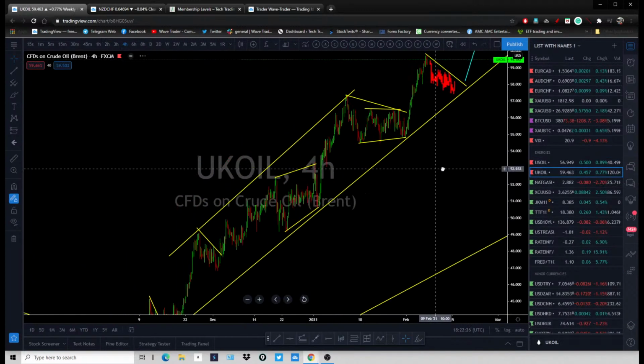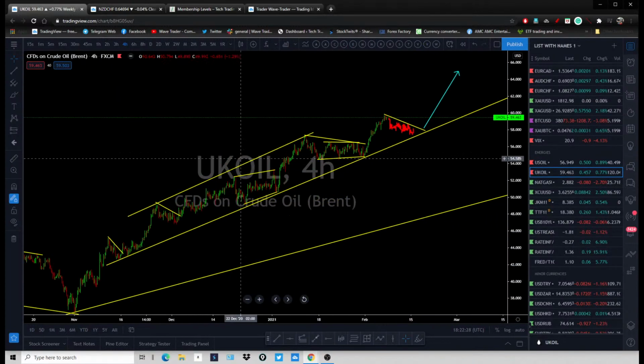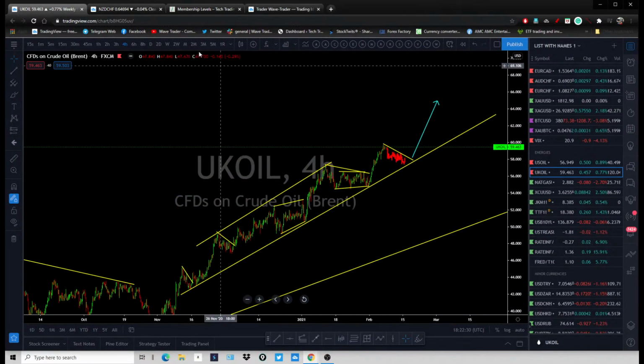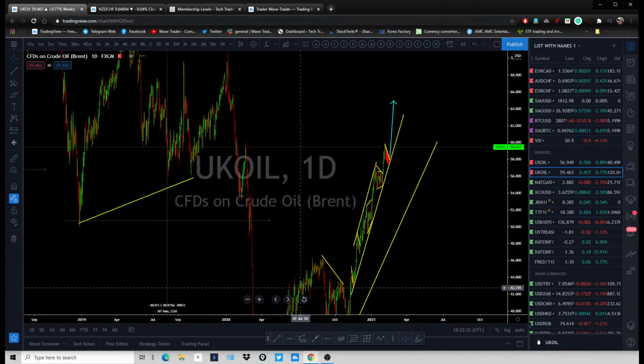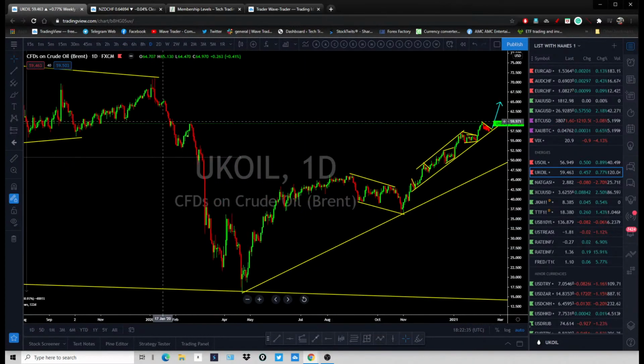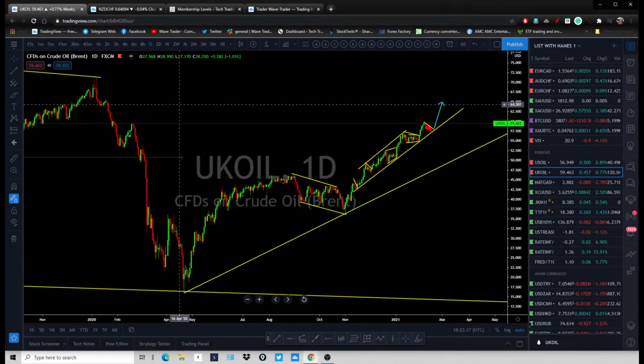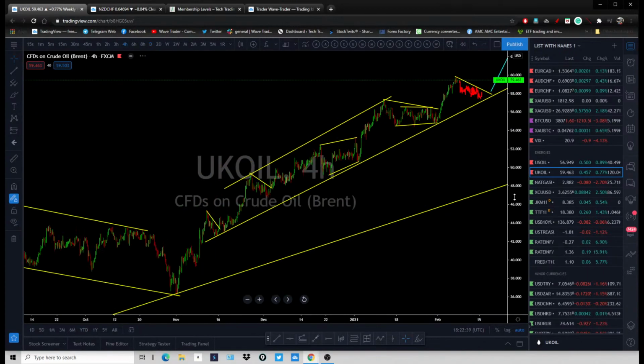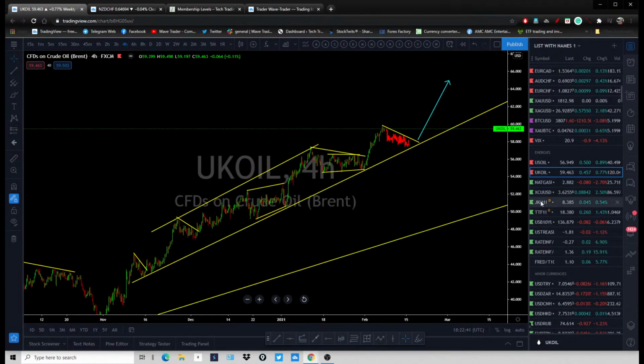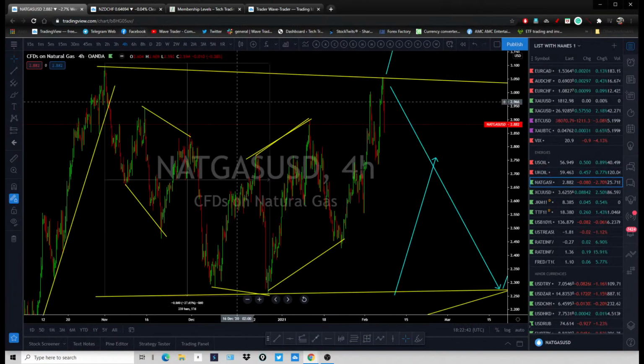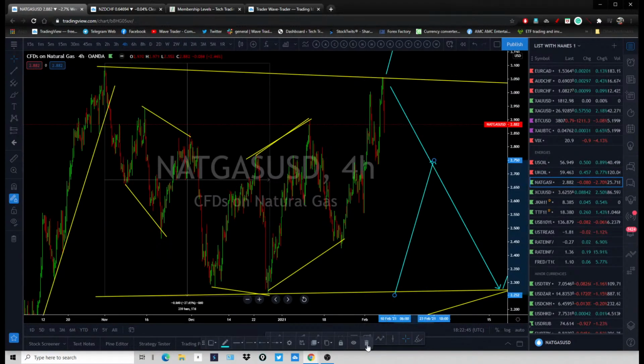Same on Brent. We need that correction, and then it can keep pushing higher all the way up to 70 or 65 areas, or where it was before the pandemic. Those 70 areas. Just keep pushing higher, correct, and just stay trending. Natural gas is just trying to fall back another leg lower.